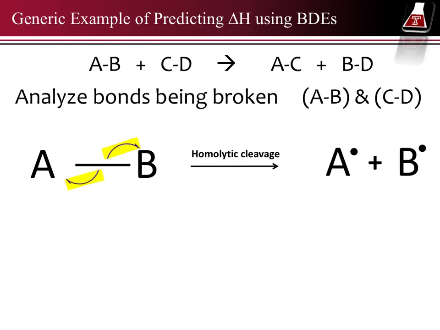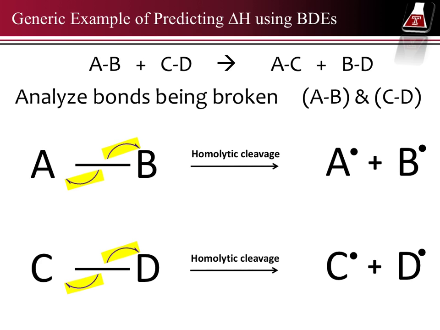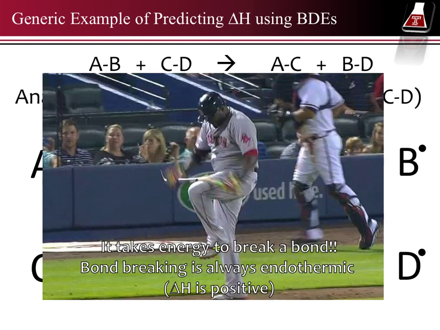Okay, so the AB bond is going to break as shown here, as previously discussed, to give us an A radical and a B radical. Likewise, the CD bond is going to be homolytically cleaved to give us a C radical and a D radical. So remember, it takes energy to break a bond.